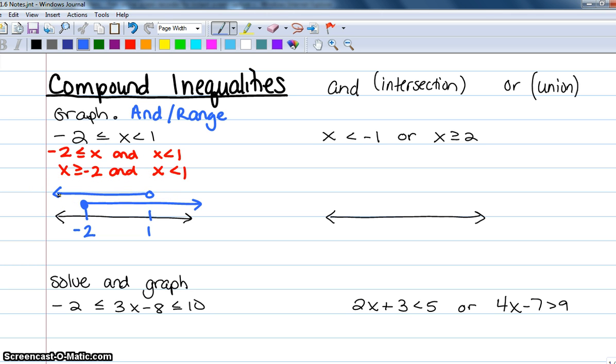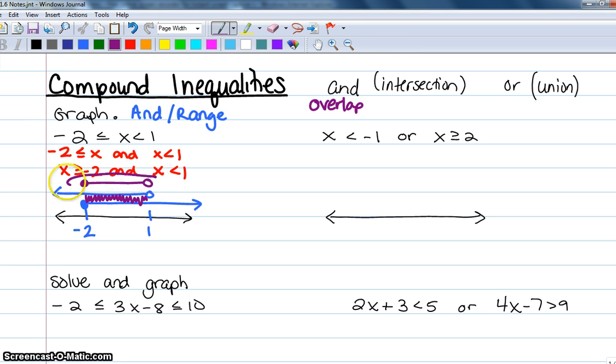Now, what "and" means is that you are looking for the overlap. What do they both share? So I'm looking for what these numbers have in common. What do they both have? So it's everything from a -2 to a +1.